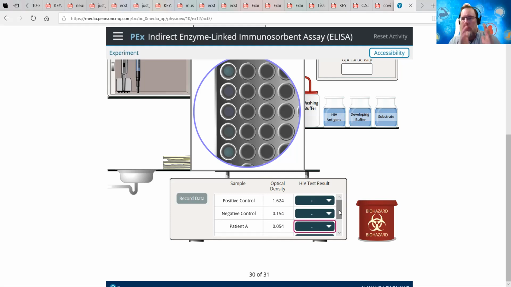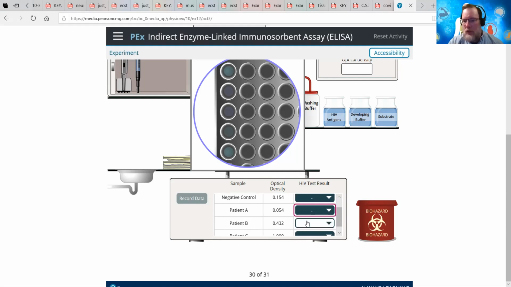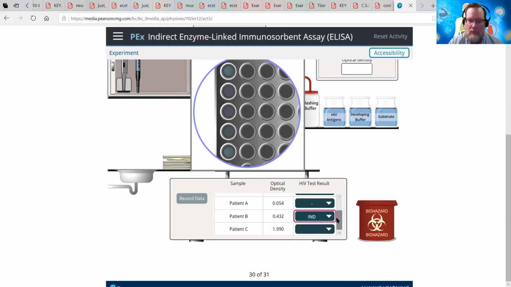If it's between 0.3 and 0.5, that's indeterminate. So patient B, whose color doesn't really match the positive or the negative control, sitting at 0.43, is going to be indeterminate. So they're going to have to come back.